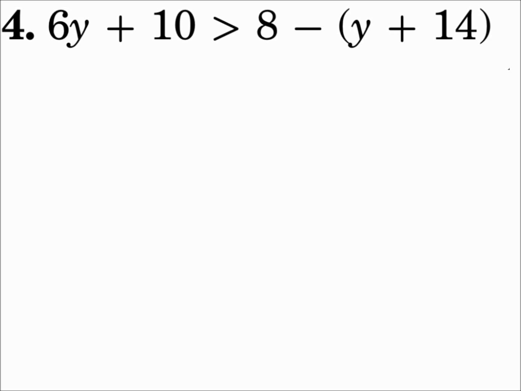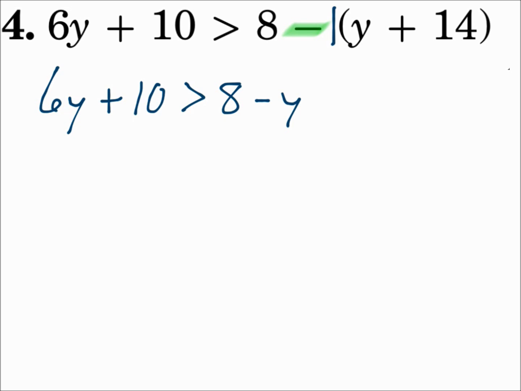Number 4. 6y plus 10 is greater than 8 minus the quantity y plus 14. First step is distribute, and we can distribute on the right, so the left doesn't change yet. Now when we distribute here, watch that minus sign, because you have to distribute the minus sign. It's like it's saying negative 1 times everything in the parentheses. So negative 1 times y is negative y. Negative 1 times 14 is negative 14.